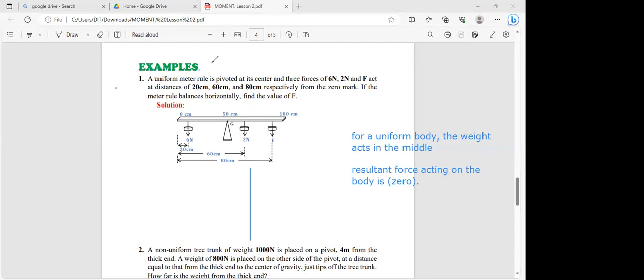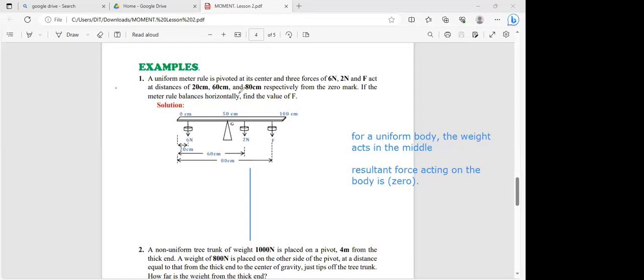Now, in our question, we have that a uniform meter rule is pivoted at the center, and 3 forces, 6 newtons, 5 newtons, and F act at distances 20 centimeters, 60 centimeters, and 80 centimeters respectively from the 0 mark. If the meter rule balances horizontally, find the value of F.